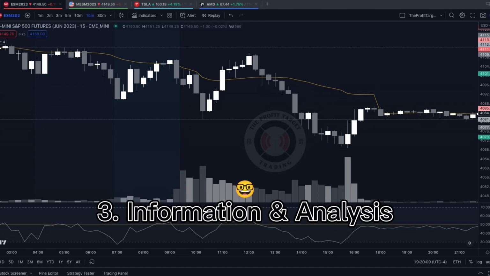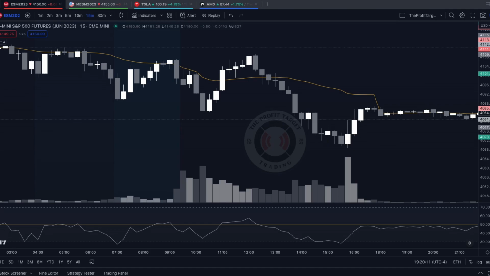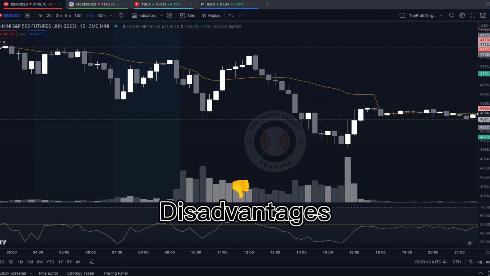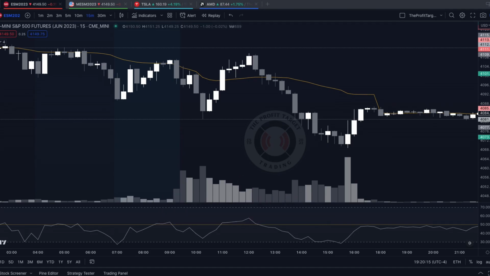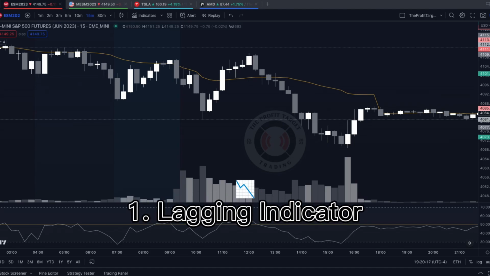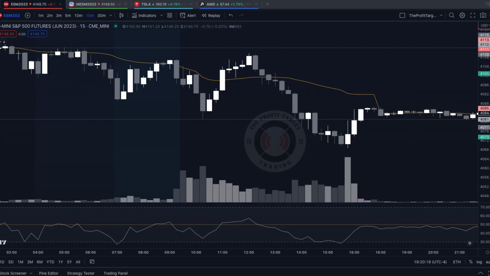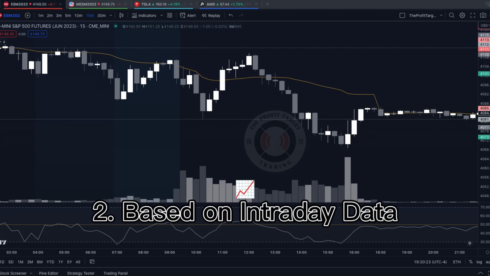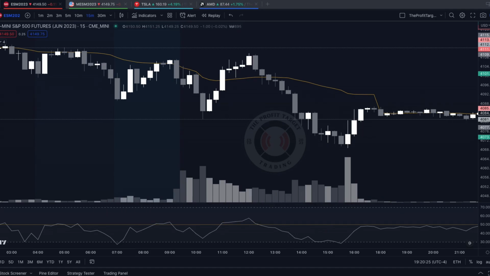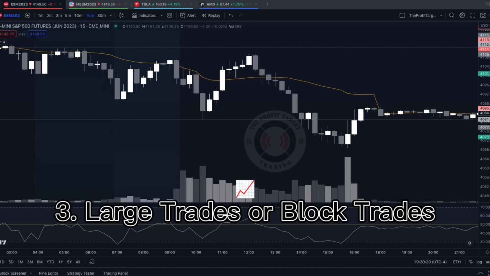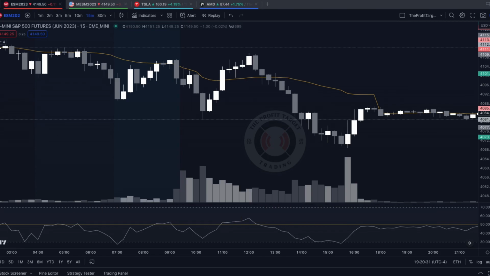It's important to also consider the disadvantages of VWAP. The VWAP is a lagging indicator, which means it may not always provide timely signals for traders. VWAP is based on intraday data and may not be useful for longer-term traders using higher time frames. And finally, the VWAP can be influenced by large trades or block trades, which may skew the average price.